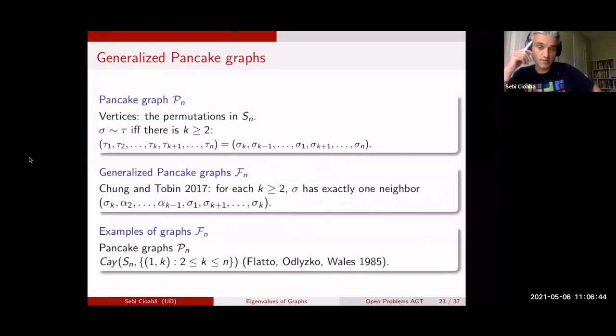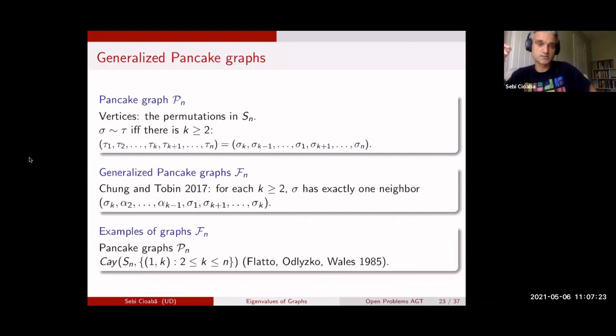I was reading this paper by Chang and Tobin in the Electronic Journal of Combinatorics, 2017, and they studied these pancake graphs. There's a story about flipping pancakes, and you can represent the graph as a Cayley graph of S_n. The vertices are the permutations, and two of them are adjacent if they are the same except for a prefix reversal. You take a prefix of one, flip it, and you get the other. So clearly the graph is (n minus one)-regular. And the diameter of this graph is still unknown.